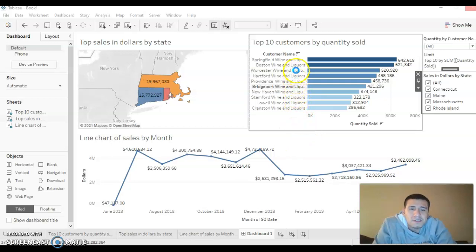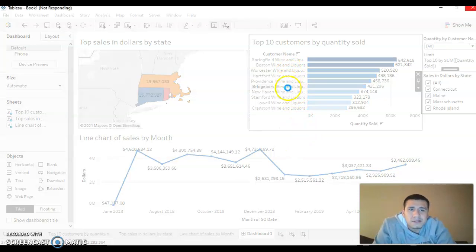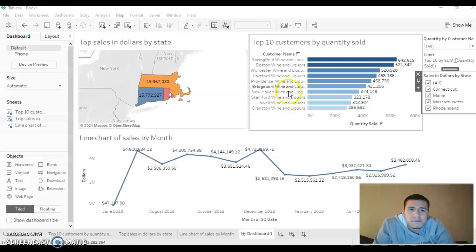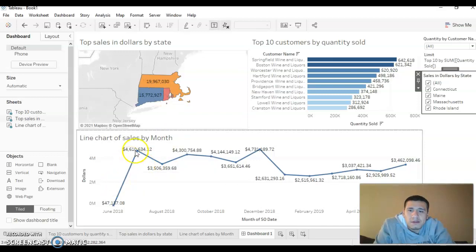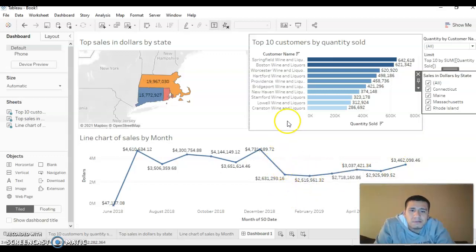The information I have here is the name of the customers that we're selling products to. Over to the left, I have the states where the majority of the sales are going to. At the bottom, I have the line chart of sales by month per customer, which shows the number of sales per customer per month. So the purpose of this dashboard is to give managers a breakdown of the top 10 customers.